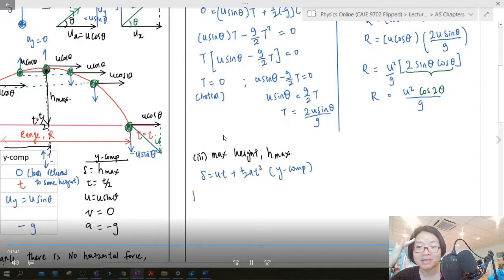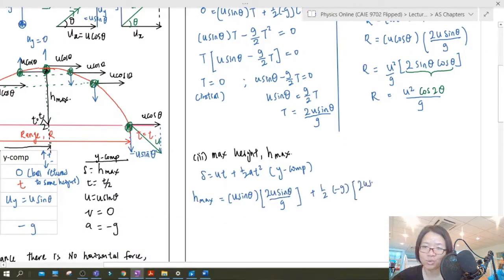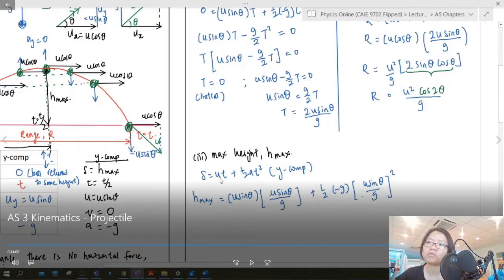So I'm going to use this multi-purpose equation again. S is ut plus half at squared, because we don't know the speed when it's hitting down. It's not our concern. Our concern is just that I want to run away from this boulder, or I don't want the boulder to hit me. So I need to find the maximum height. So I'm going to substitute into the y component. Okay, let's stop here and pause and check a bit.